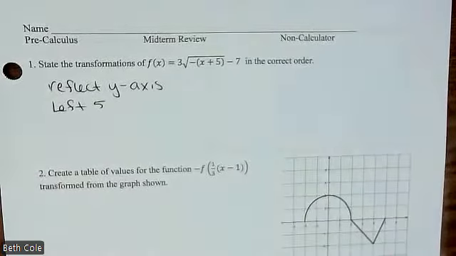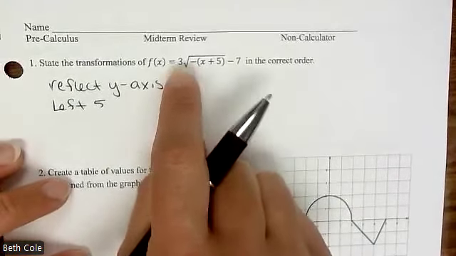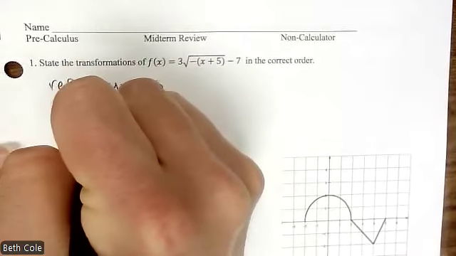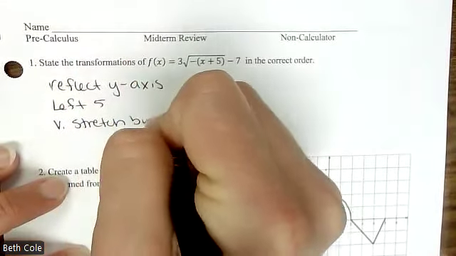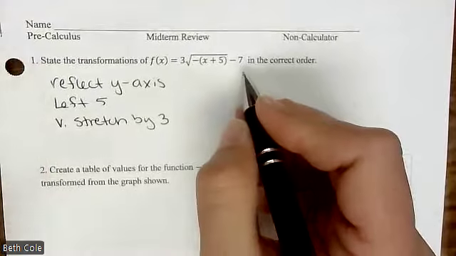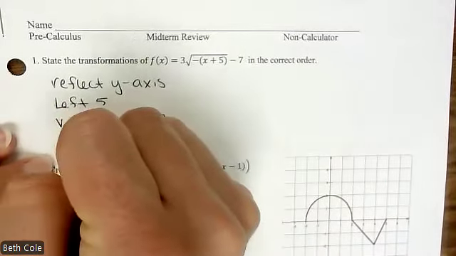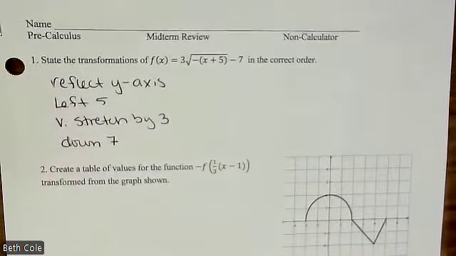Then we go outside. There is no reflection outside. Next is stretches or shrinks. So that 3 is a vertical stretch by 3. The ones outside make sense. Everything outside just makes sense. 3 is a stretch by 3. And then the inside is the one that's backwards. And then the -7 is down 7.